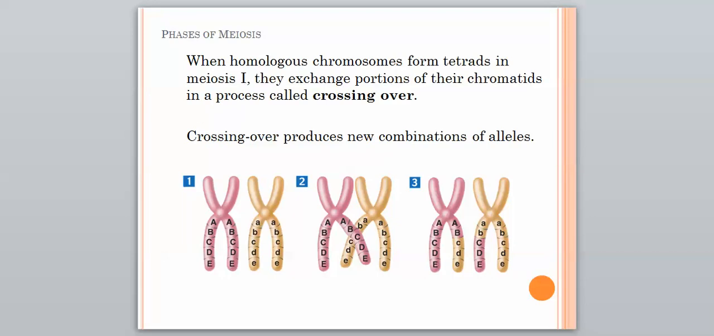When homologous chromosomes form tetrads in meiosis 1, they exchange portions of their chromatids in a process called crossing over. Crossing over produces new combinations of alleles. If we look right here, we have A and B, and they cross over, and you can see a portion from our brown chromatid has moved to our purple, and a portion of our purple has moved over to our brown.